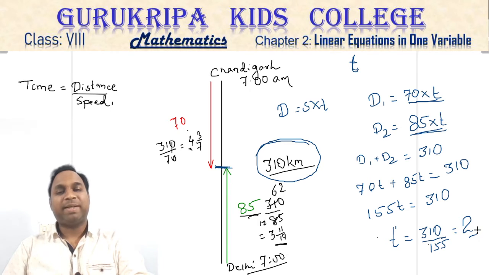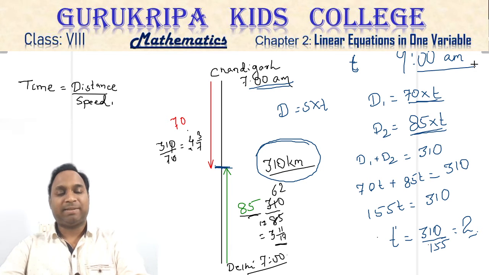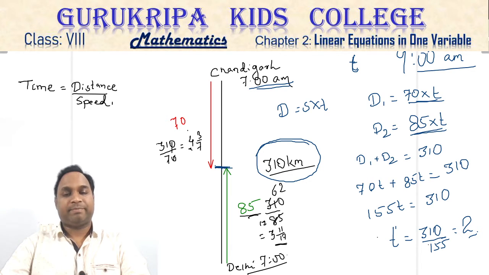So when will the trains meet? 2 hours after 7 hours. They start at 7 a.m. So they will meet after 2 hours, that is 9:00 a.m. The trains will meet at 9 a.m.